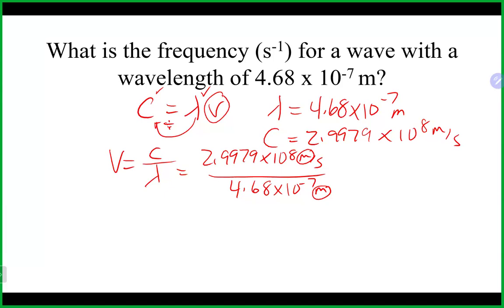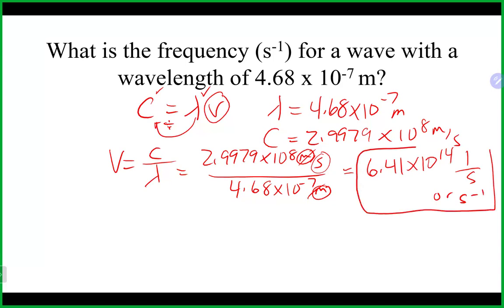We'll do that little division there, and we will look at 6.41 times 10 to the 14 units. The meters on top and bottom will cancel. Actually, when you divide, the seconds is still on the bottom. It is 1 over seconds, or you could write reciprocal seconds like that if you like. Or, by the way, that again is a hertz as well.